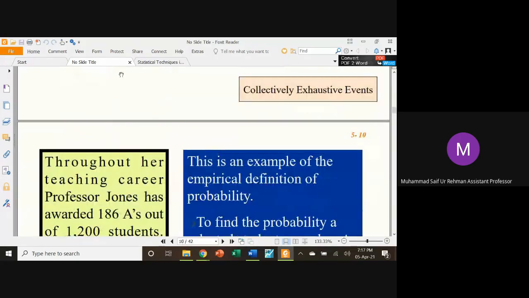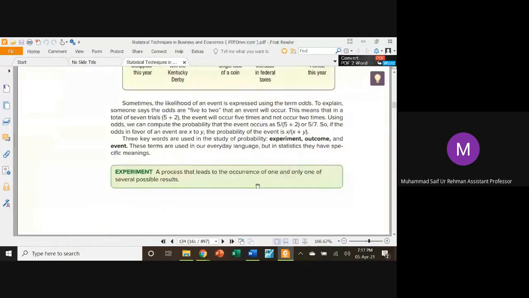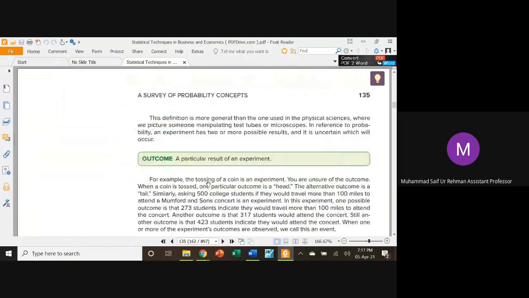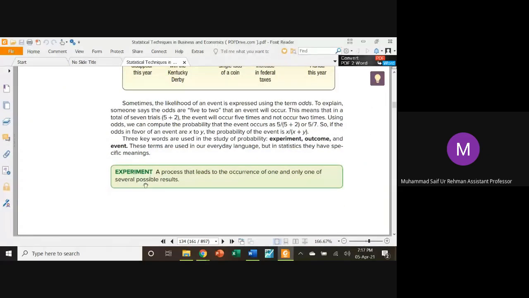This concept is also called mutual exclusiveness of the events, which we will read later on. But here, simply see what an experiment is: a process. If you are going to toss a coin, this is a process. You are tossing a coin, and it is leading towards the occurrence of one and only one out of the several possible results. In the case of a coin, there are two possible results, and out of two, only one will occur.